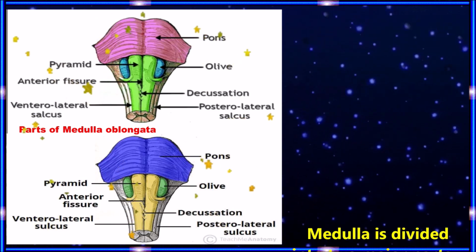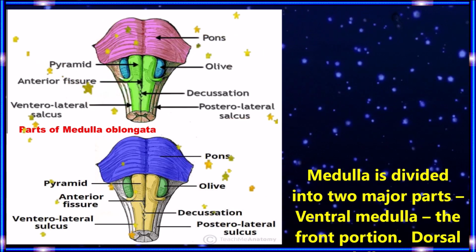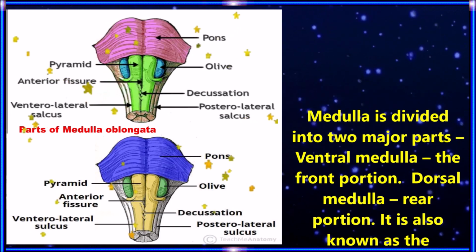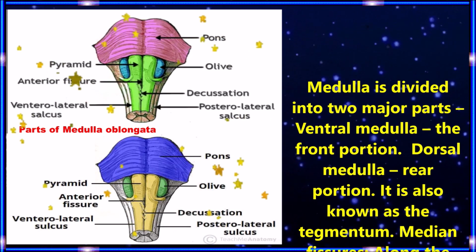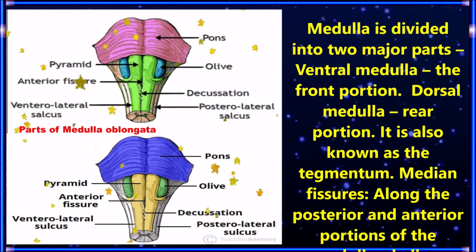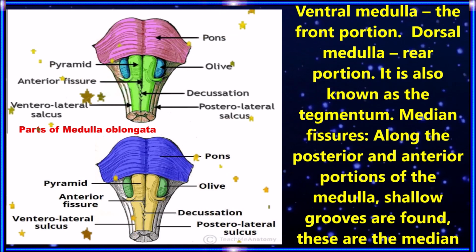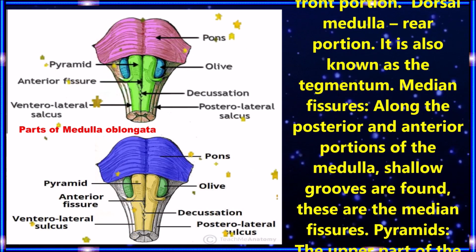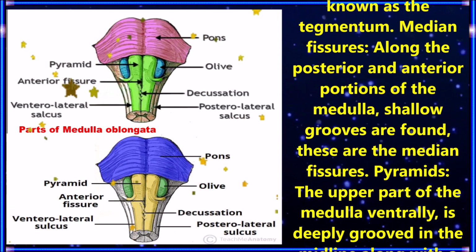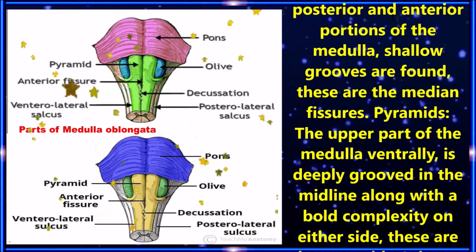Children, now let us discuss the parts of medulla oblongata. The medulla is found between the spinal cord and pons. Its ventral and dorsal surfaces are distinguished by distinct fissures and sulci constituted by different nuclei and related tracts. The medulla is divided into two major parts: the ventral medulla, the front or anterior portion, and the dorsal medulla, the rear portion, which is also known as the tegmentum.